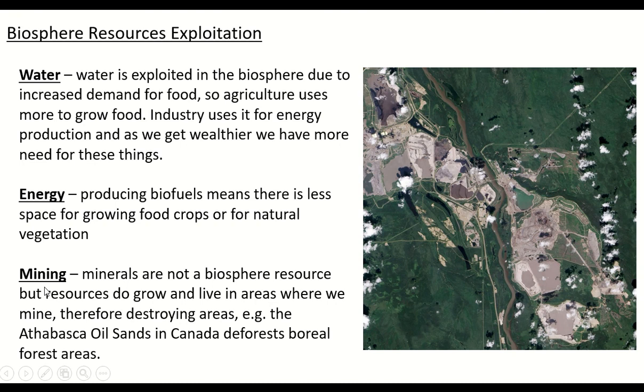Now, one of the most valuable minerals to us as humans is oil, and oil is a former living thing, but the Athabasca oil sands in Canada are deforesting massive areas of boreal forest, and that's what you can see here. This is the Athabasca tar sands, or sorry, oil sands of Canada, where we've stripped away the trees and we've put these big lakes and pools in for purifying it and all sorts of stuff, and it just leaves this big scar on the landscape and destroys all these animals' habitats.